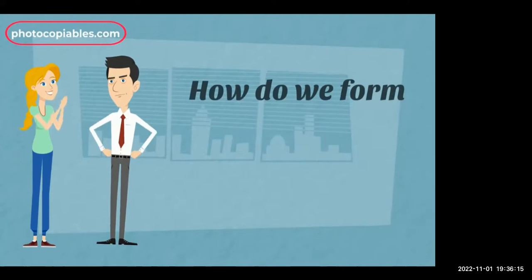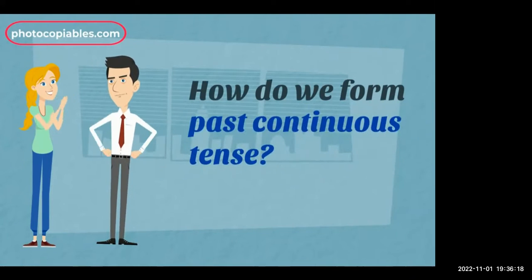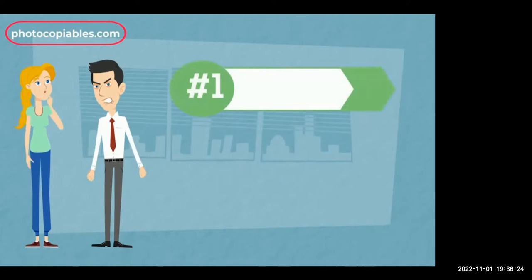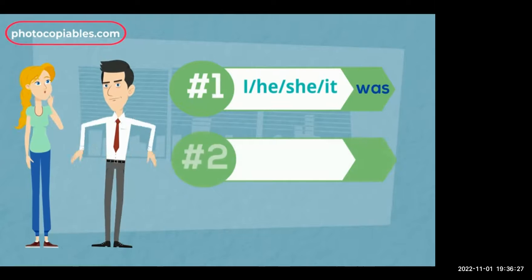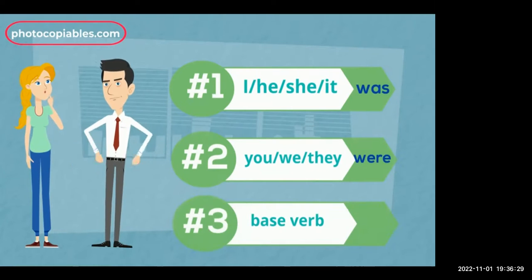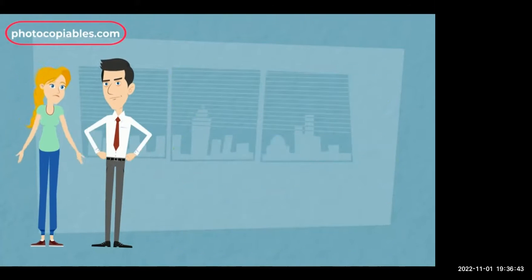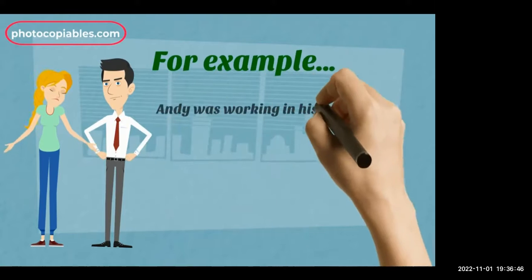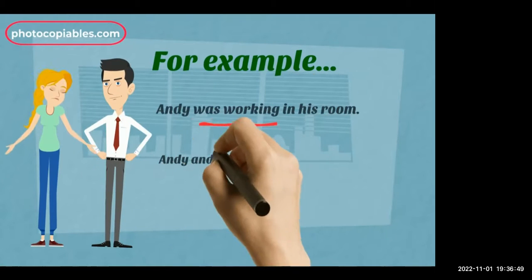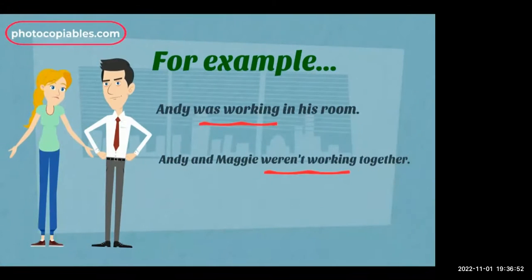How do we form past continuous tense? There are 3 rules. We use was or were and the verb takes the ing form all the time. Was goes with I, he, she, it, and were goes with you, we and they. For example, Andy was working in his room. Andy and Maggie weren't working together. Was Andy working in his room?